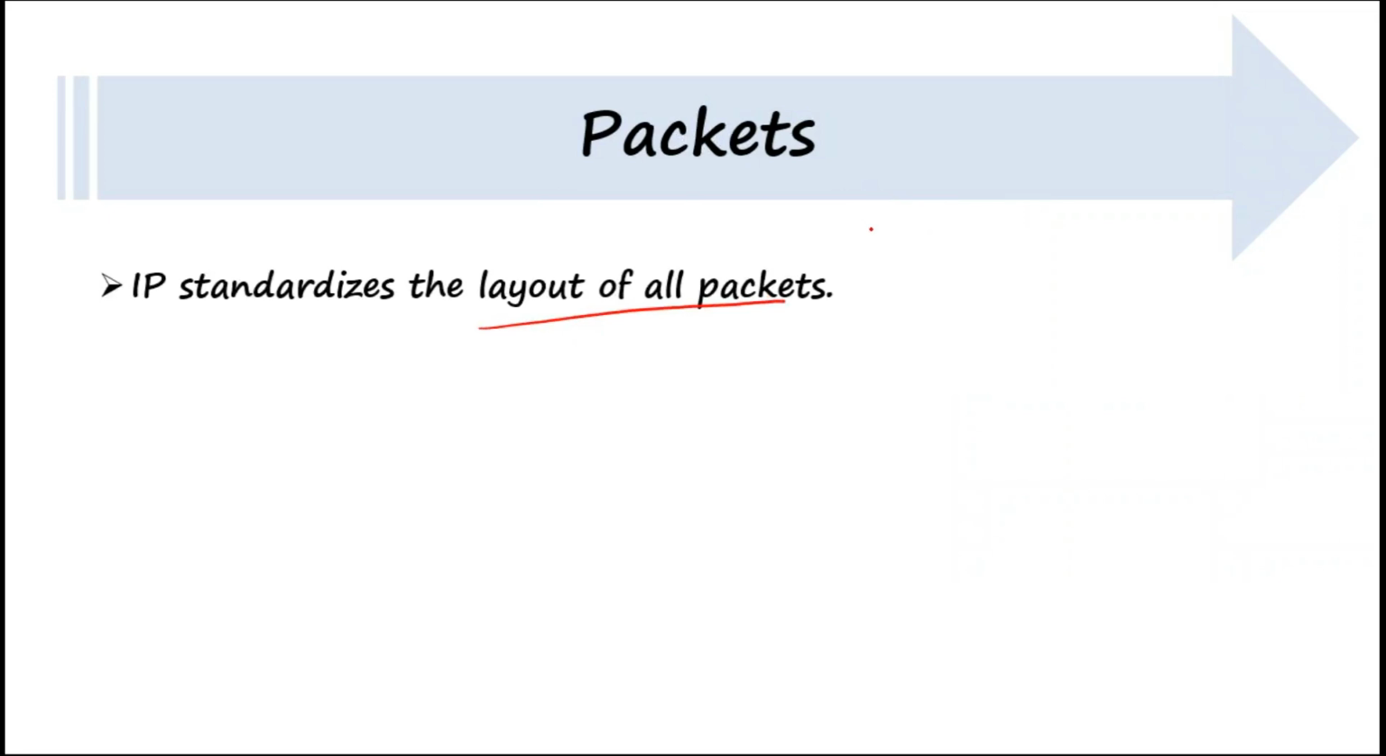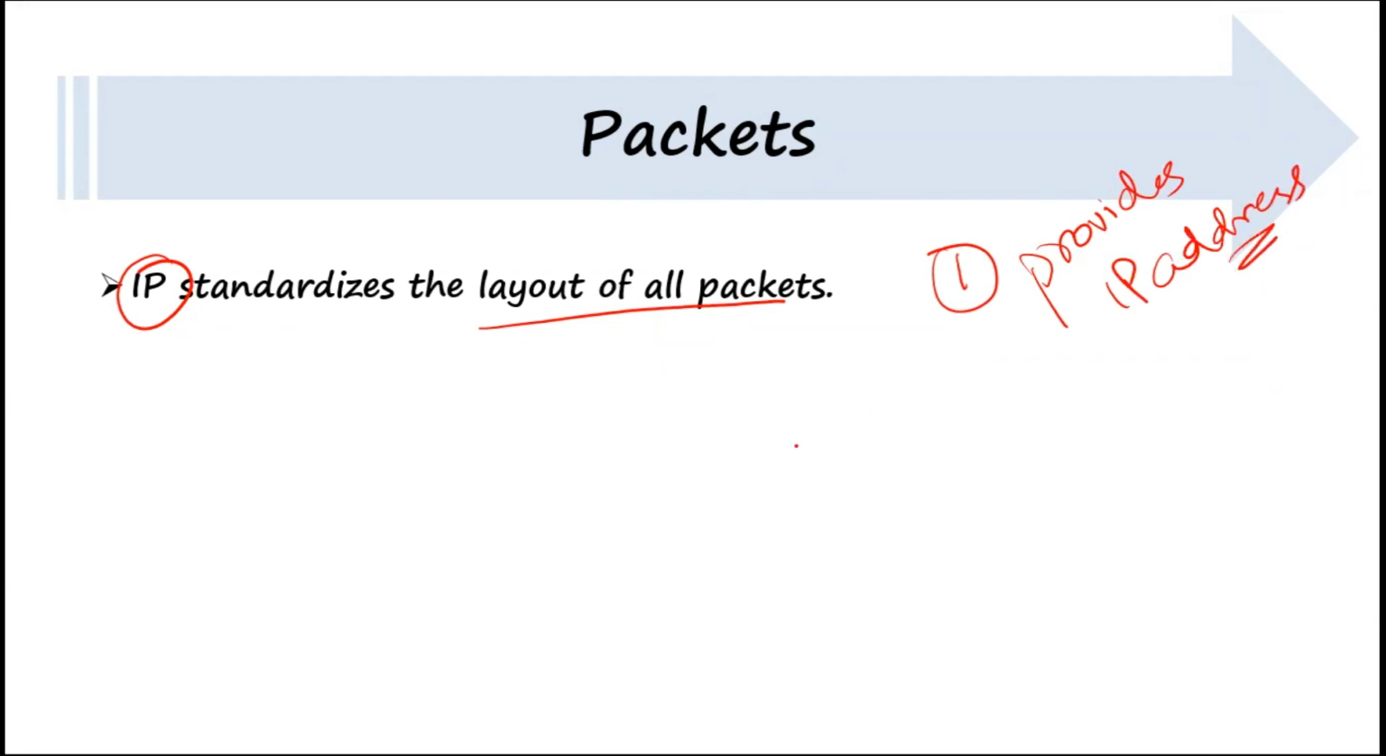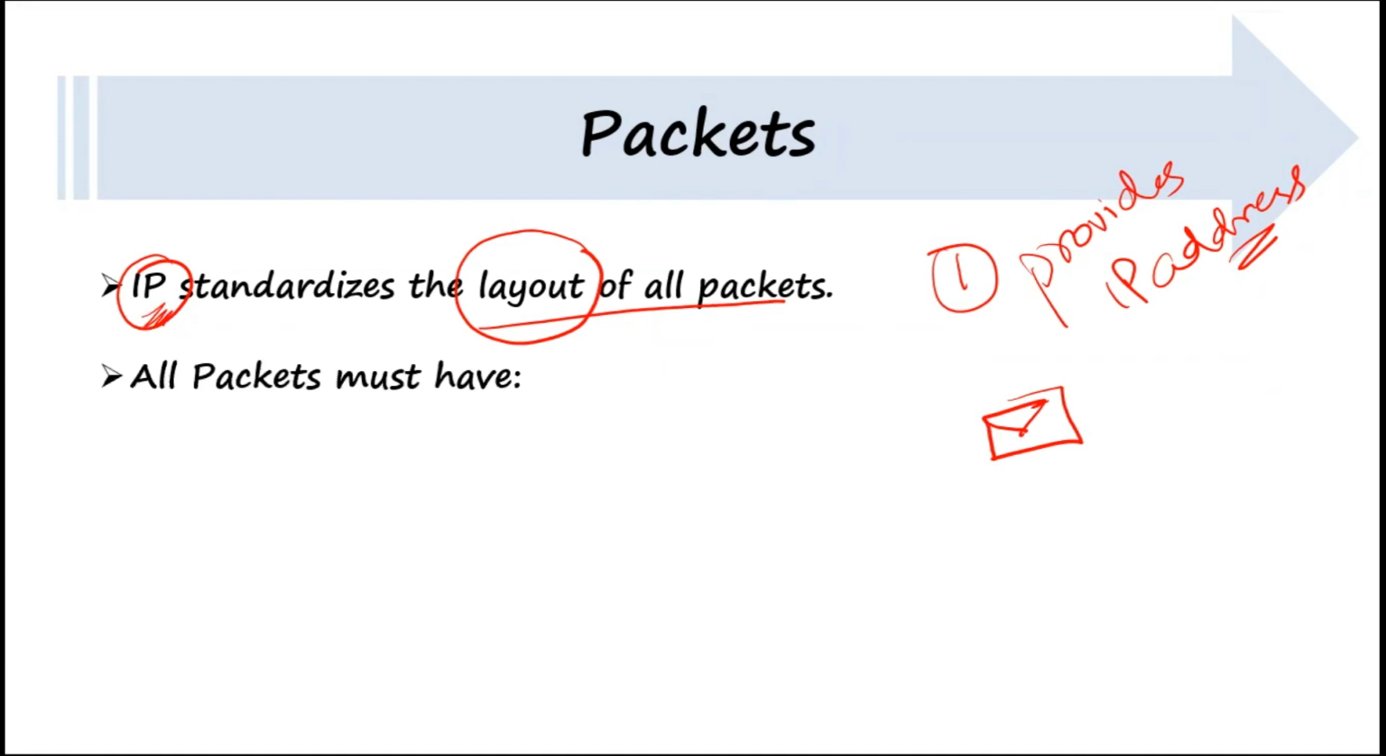So what IP does for us, the first thing that we understood, is it provides the addresses. It provides IP addresses, unique addresses to each computer, each device. Second, it standardizes the layout of all packets. What an information packet should contain is defined by the IP, your internet protocol. And now each packet must contain some information. What must each packet have?